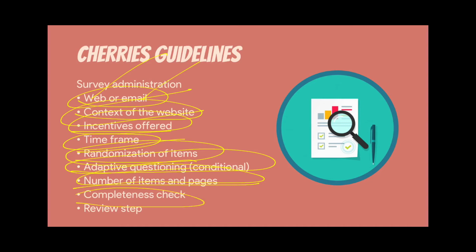And then completeness check. Will there be a way for you to tell the respondent, hey, you were not able to finish the survey, please come back to the items that you weren't able to answer, which is a function that you can do in Google Forms, and which you should do, especially if there's no adaptive questioning. If it's just the straight up answering of the scale, you have to make sure that every question is a required question. And then we have the review step. Maybe you want to afford them the option to review their answers.